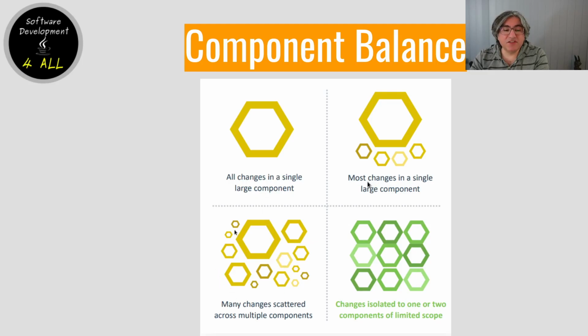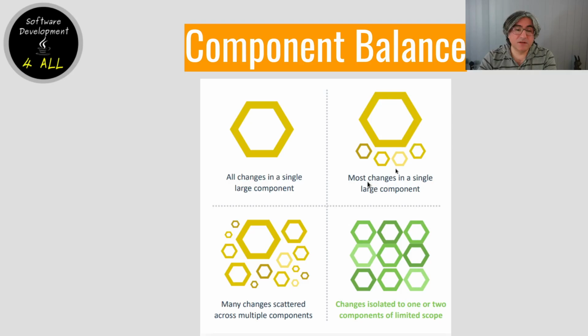So if you have many changes scattered over many components, then that's a bit of a better situation. But if you have more code in this component, a bit more in this one, and much less here, then it's not very well evenly distributed. And that means also, if you change something here, you might have a big impact on whatever is dependent on this component or using this component.